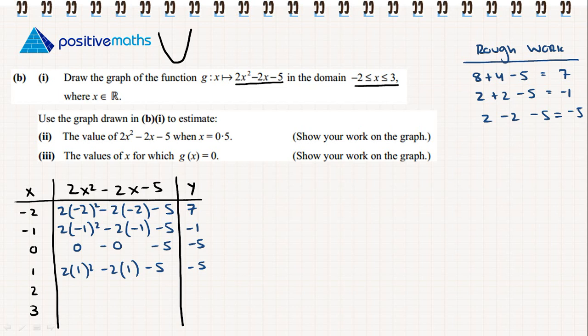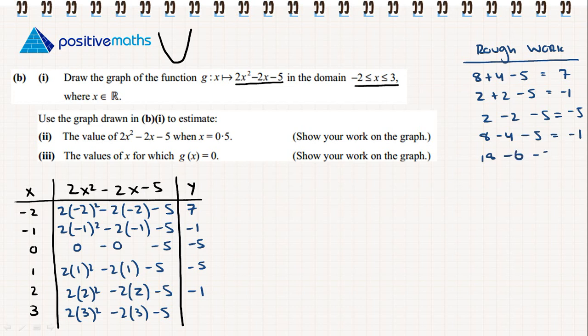Substitute in 2. So 2 squared gives me 4. 4 by 2 is 8, minus 2 by plus 2 gives me minus 4, and minus 5. So I get minus 1. And the last one I substitute in 3. 3 squared gives me 9, 9 by 2 gives me 18, minus 2 by 3 gives me minus 6. So 18 minus 6 gives me 12, 12 minus 5 gives me 7.